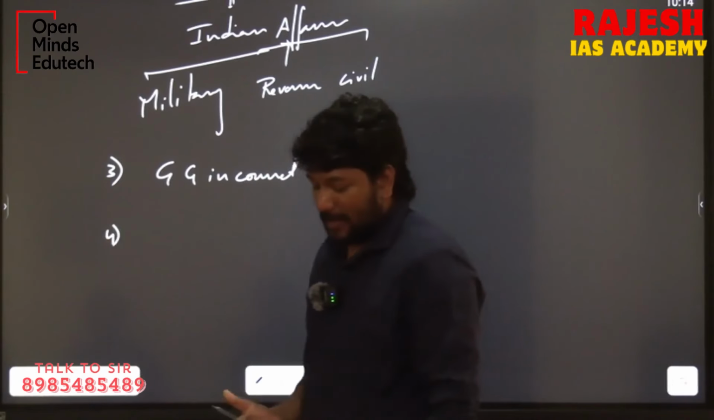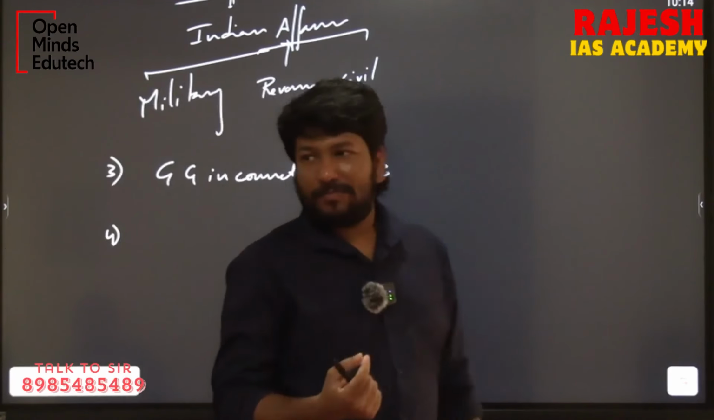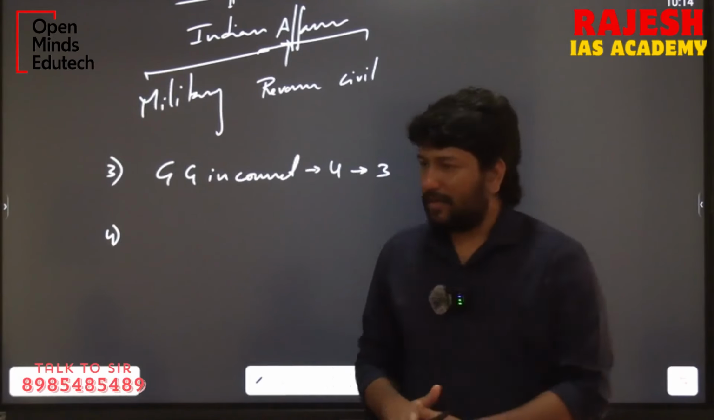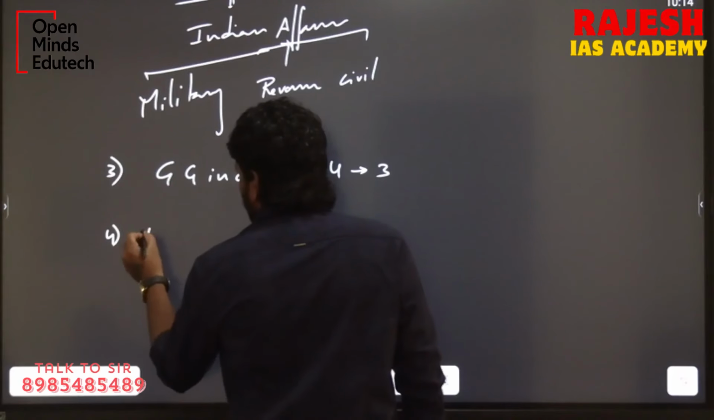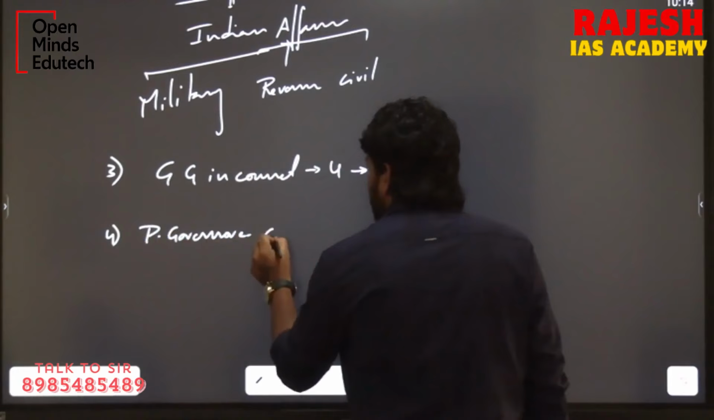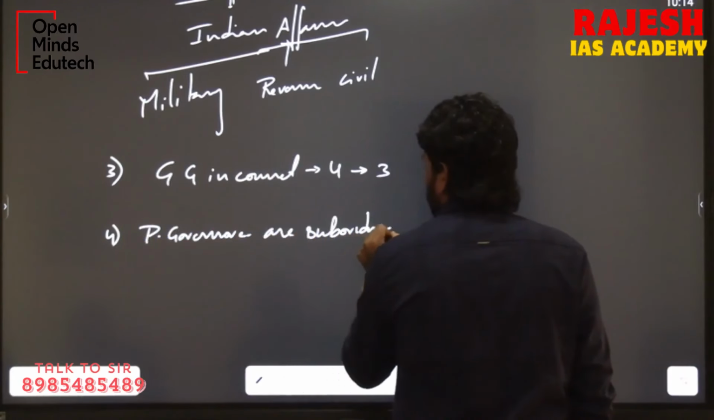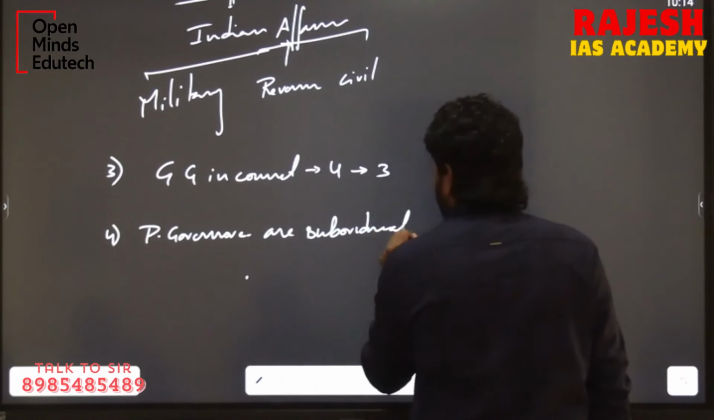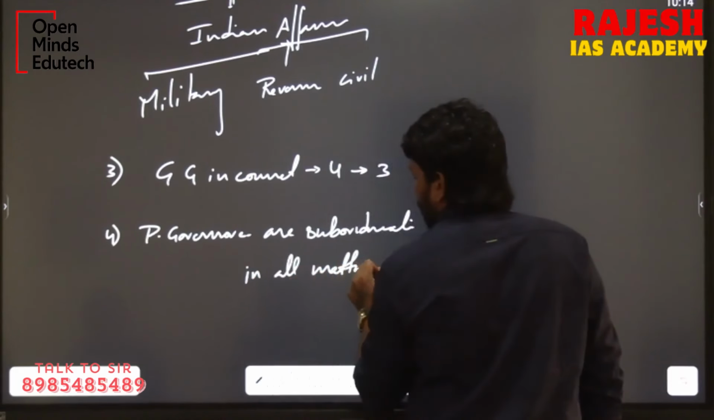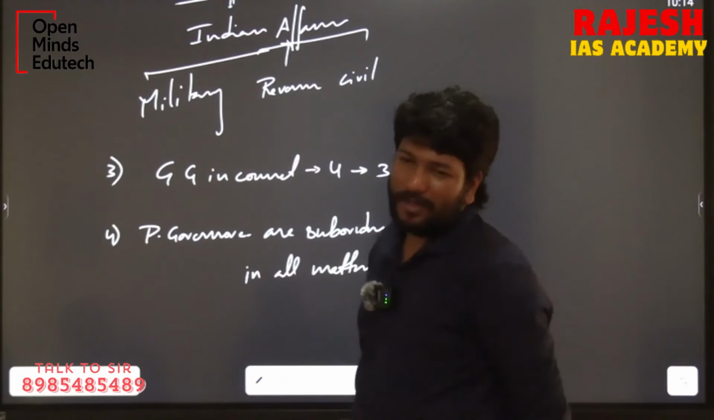What is the next drawback? The subordinates. Now, it said that the provincial governors are subordinate in all matters. The provincial governors are subordinate in all matters.